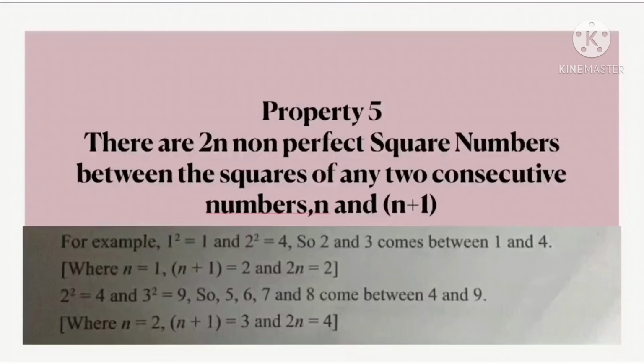But if we want to use the formula, we know that there are 2n non-perfect square numbers. And what is n here? 1. So it will be 2 into 1, 2 non-perfect numbers between 1 square and 2 square. Similarly, if we want to find out the non-perfect numbers between 2 square and 3 square, that will be 2 multiplied by 2, which is 4. That is 4 non-perfect numbers between 2 square and 3 square.